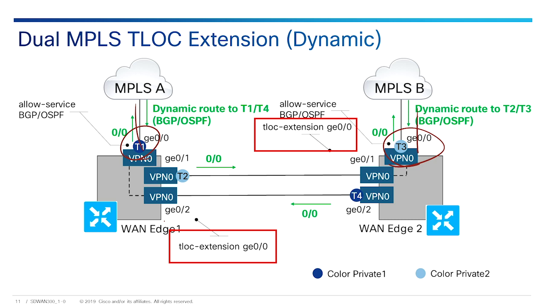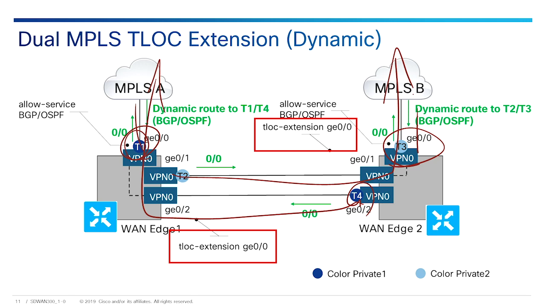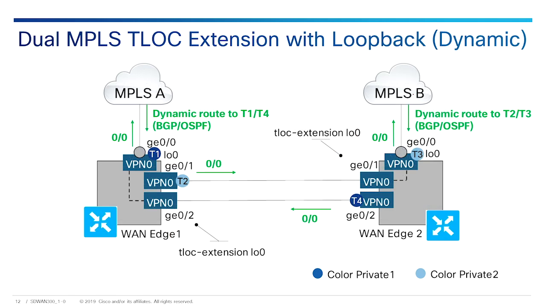And then T1 and T4 are dynamically advertised from WAN edge 1 to MPLS A, right? Because those colors are connected. So those are going to be dynamically advertised. And then these two are going to be dynamically advertised. All right? Easy. And this is the same thing, but we're doing it with loopbacks, so we're not running the BGP and OSPF on our 0/0 interface, which is similar to the loopback before.